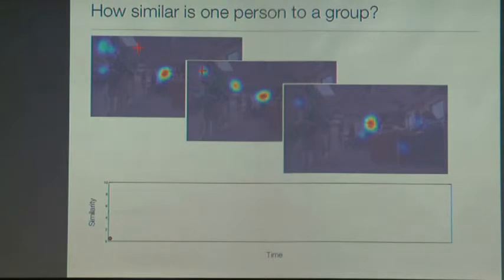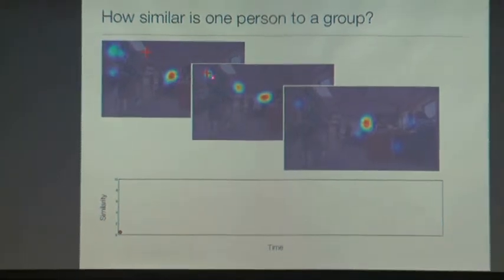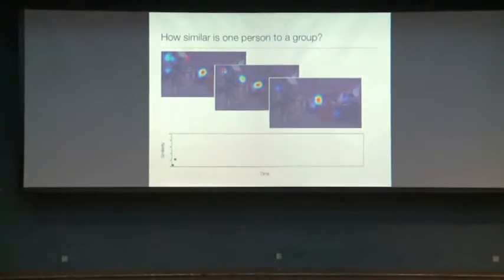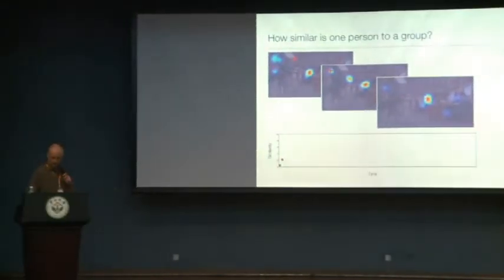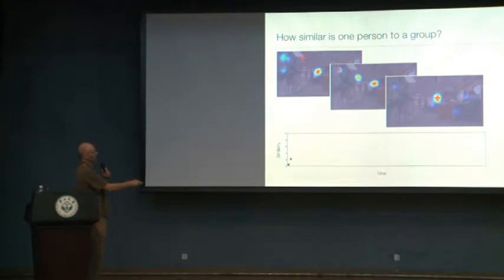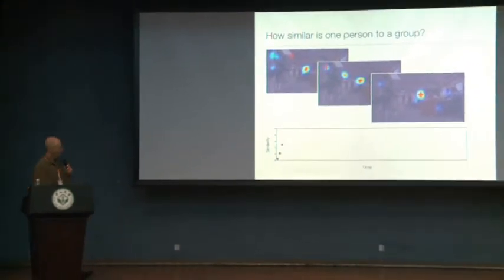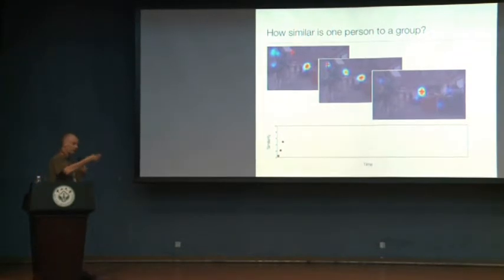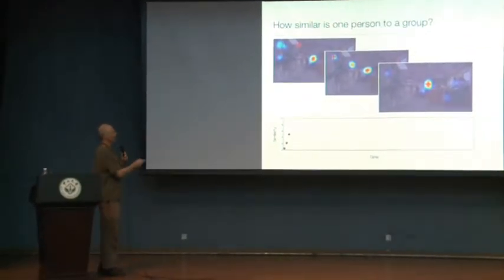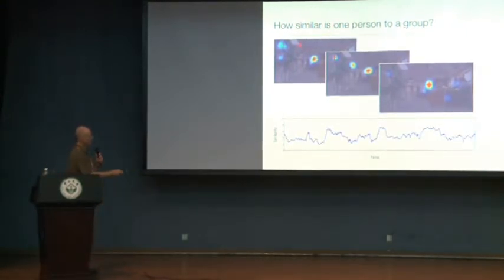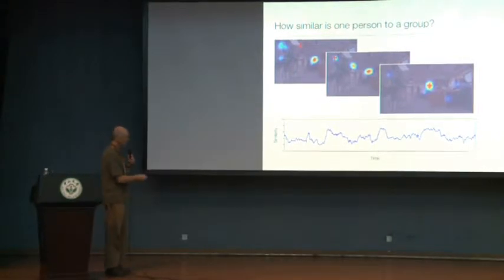In the next frame, they looked over here. Most people didn't look there, but a few people looked there. So the similarity would be a little higher, up at 2. And then over here, they look where everybody looks. So there, the similarity to the group would be very high. So you go through this video frame by frame, and you compare where a subject looks relative to a normal reference group, and you get some time course of similarity over the whole duration of the movie.